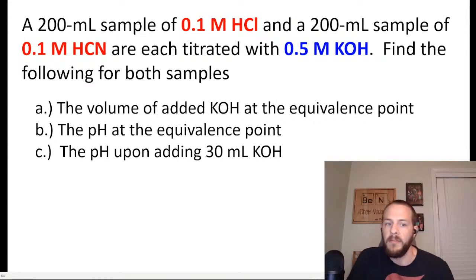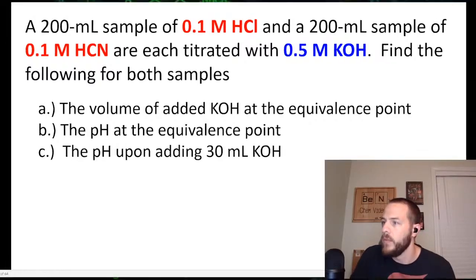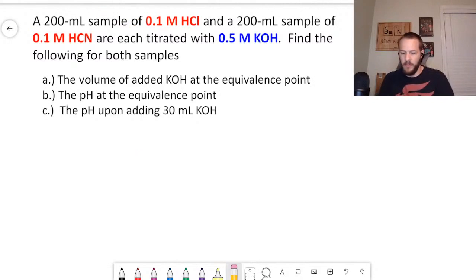So really, we have like a 6-part problem here because we have 2 different samples, one with HCl and one with HCN, and for each of those samples, we're trying to calculate 3 things. So it's really like a 6-part problem that we're doing here. So let me go over to the whiteboard so we can get started on this one. Okay, I came prepared today. I already pasted the problem into it.